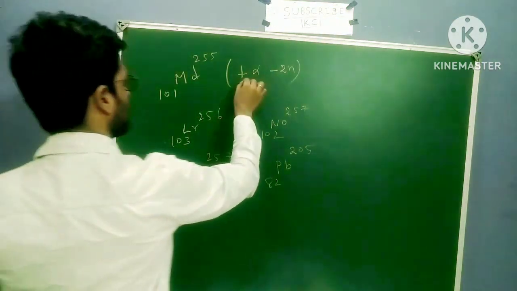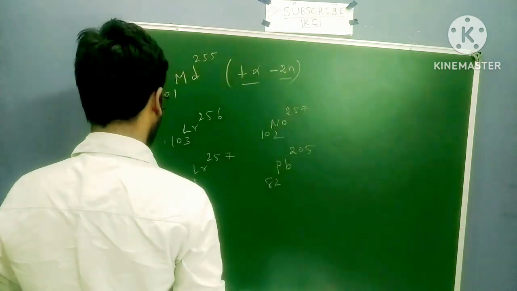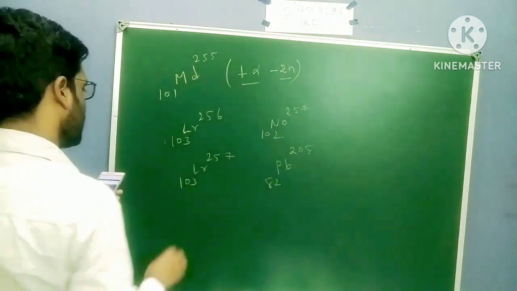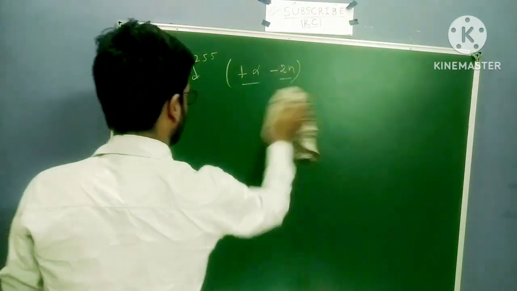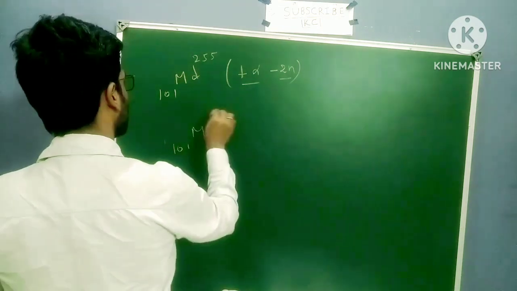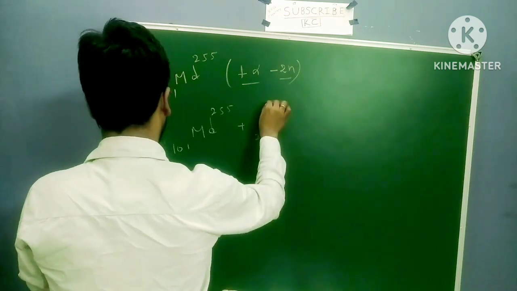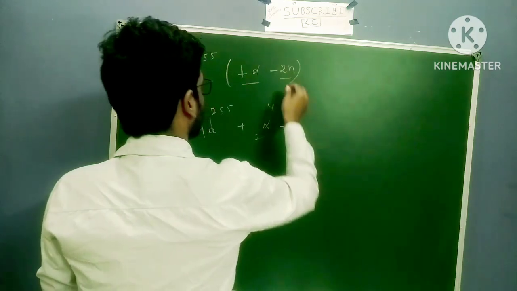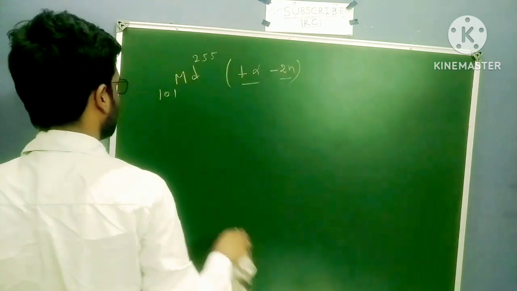Okay. First of all, plus alpha means you have to add, and minus 2 neutrons means neutrons are emitting. So how do you do this question? Look, first of all, Md here is 101, 255, plus alpha 24. It is given that neutrons are emitting.